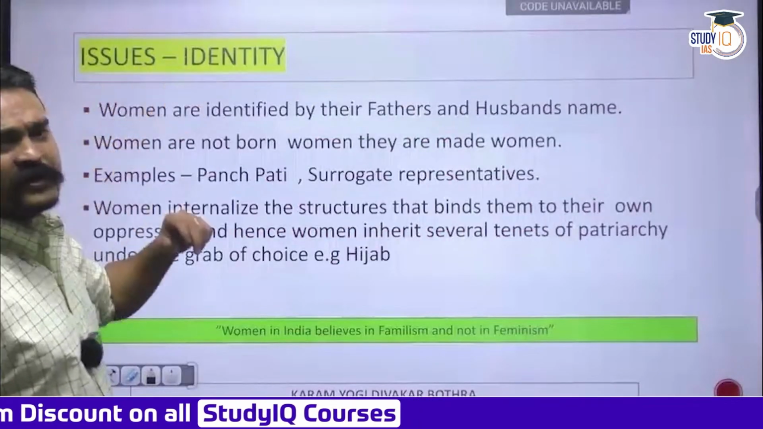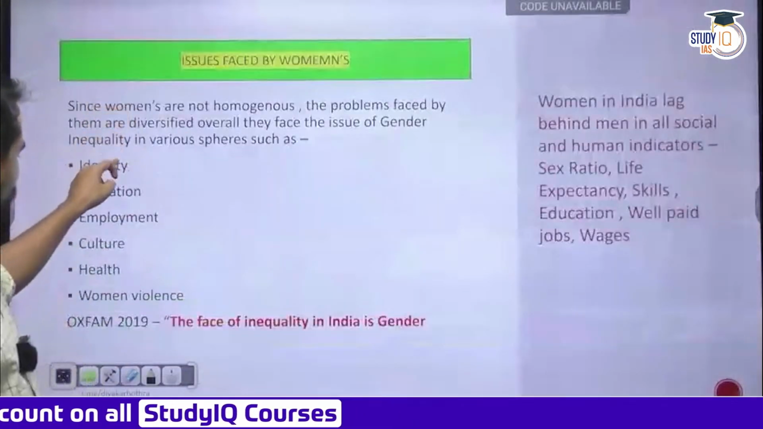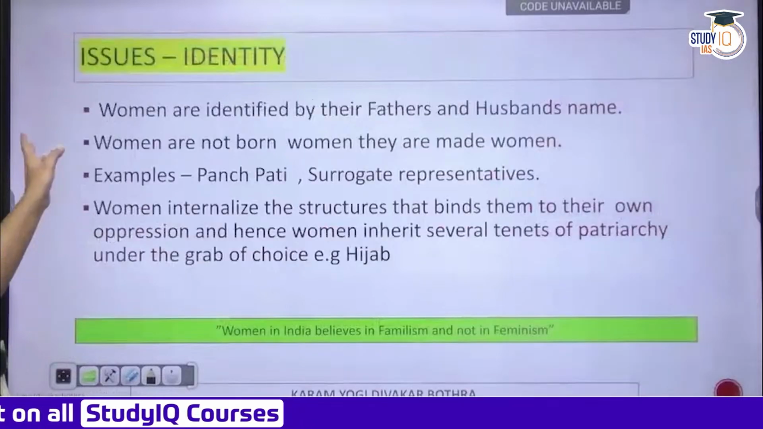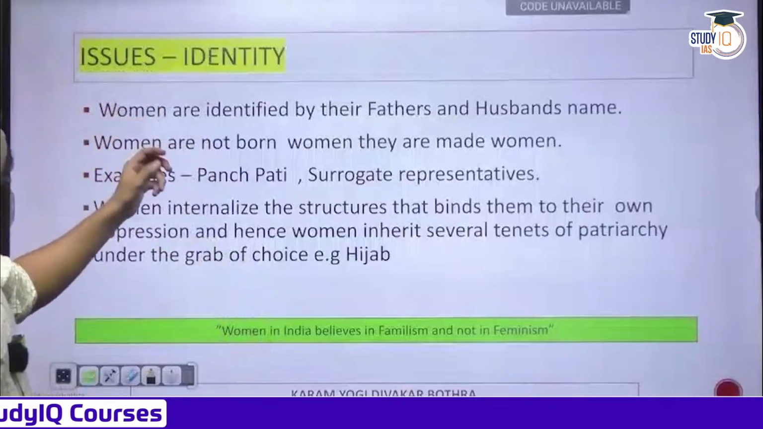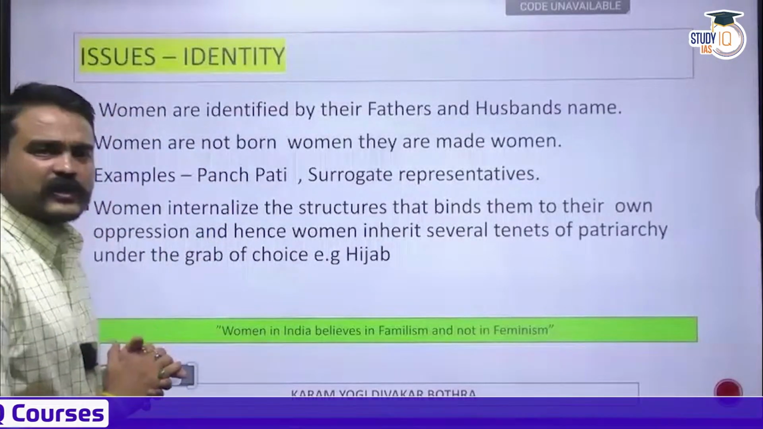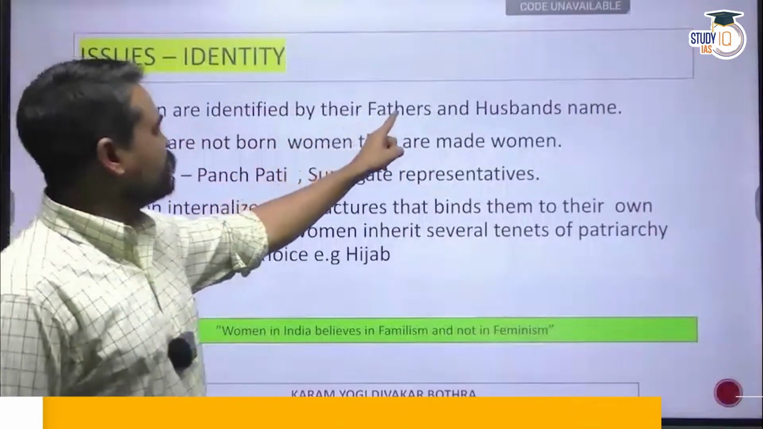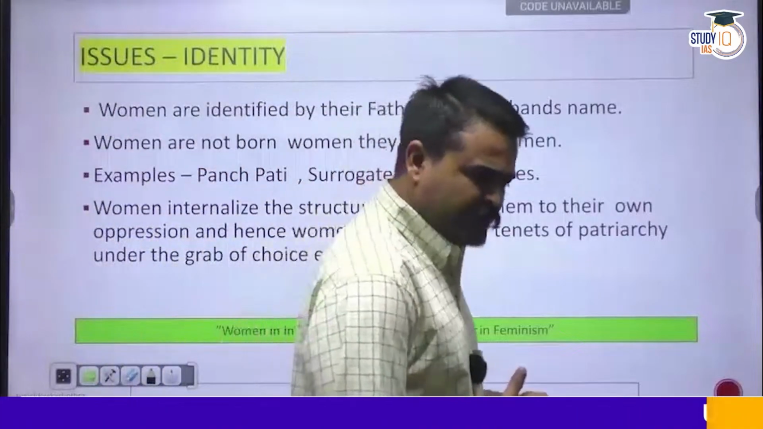Let's first see the issue of identity. So first, I will see every issue here, and then we'll go to the economic survey, and then we'll go to social empowerment. What are the issues of identity which a woman normally faces in Indian society? Women are identified by their father's and husband's name. Yes, to an extent, this is clear.